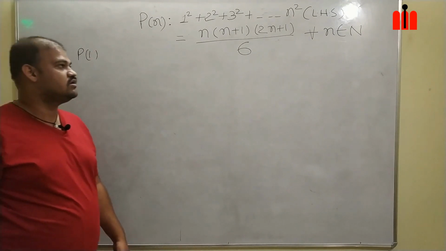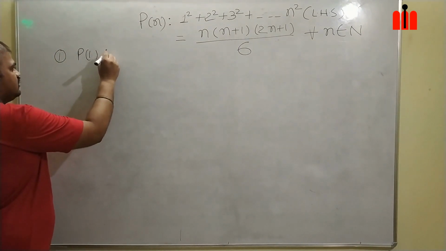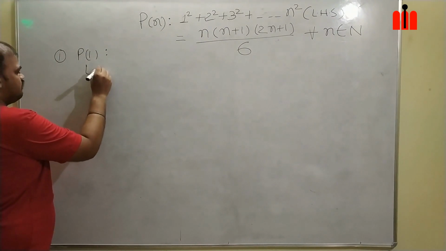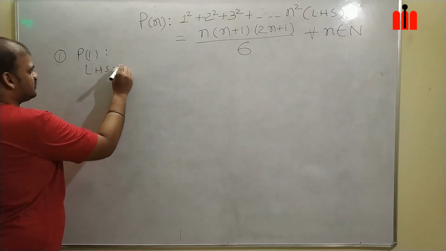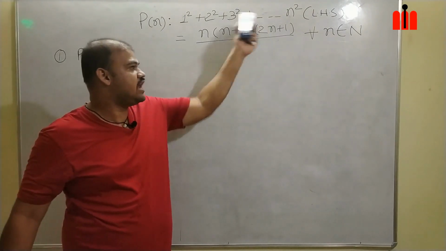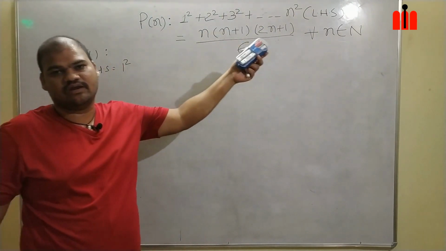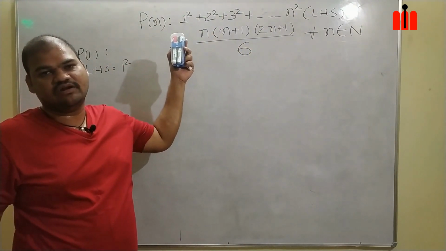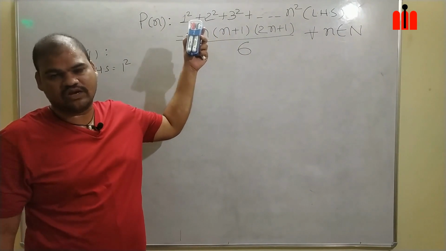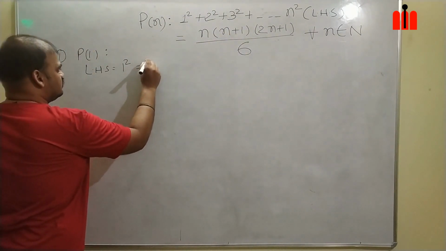For my P1, what will be my LHS? My LHS will be 1 square, because for Pn there are n terms, that's why it is 1 plus 2 plus 3 plus up to n square. Once it becomes P1, then it will be 1 square, which is equal to 1.